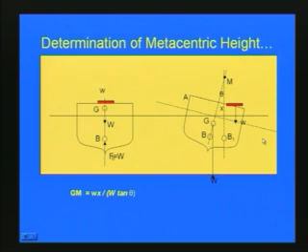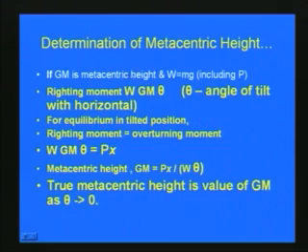If GM is the metacentric height and W is the total weight, equal to mg including p, where p is the load which is moving and mg is the weight of the floating body, then the righting moment we can write as W into GM into theta, if theta is very small and theta is the angle of tilt with the horizontal. So, for equilibrium in the tilted position, the righting moment is equal to the overturning moment.